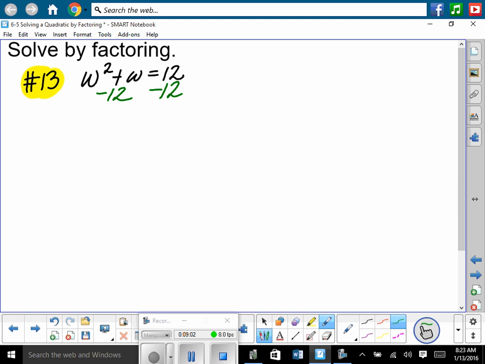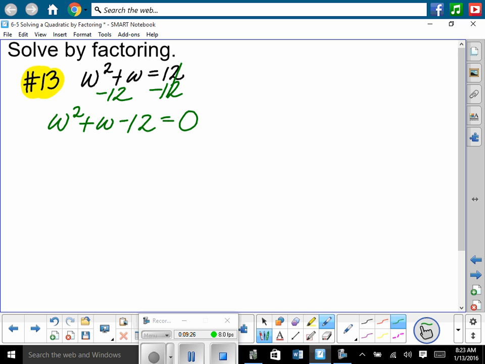So over here on the left, w squared plus w minus 12. You can't combine any of that. So I have w squared plus w minus 12. Now notice I wrote it in standard form. Is everybody good with that? And now look over here on the right. What's 12 minus 12? Isn't that 0? So we've made it equal to 0 correctly here. And now we can begin solving by factoring.